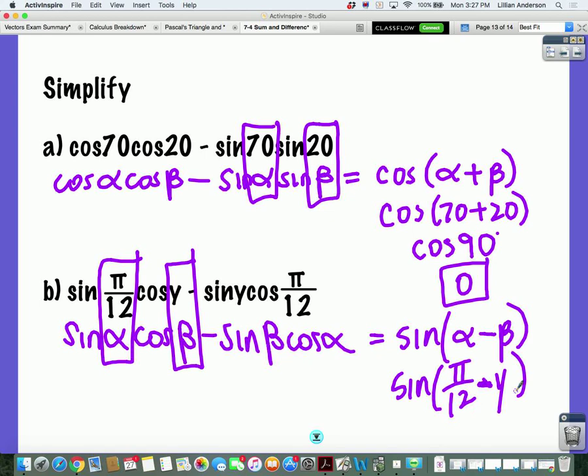Now if you're like, well, can I go any further than that? No, we really can't, because we can't subtract pi over 12 and y from each other, and it's not like we're going to expand it, because then we'll just be going backwards. So this is your final answer. That is this particular problem simplified. Sometimes you'll get a number, sometimes you'll get an expression, but either way, it's the simplest form for these particular expressions.